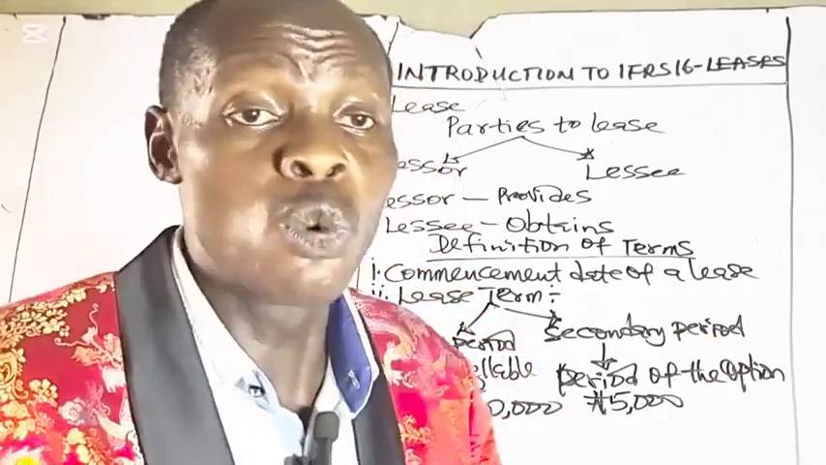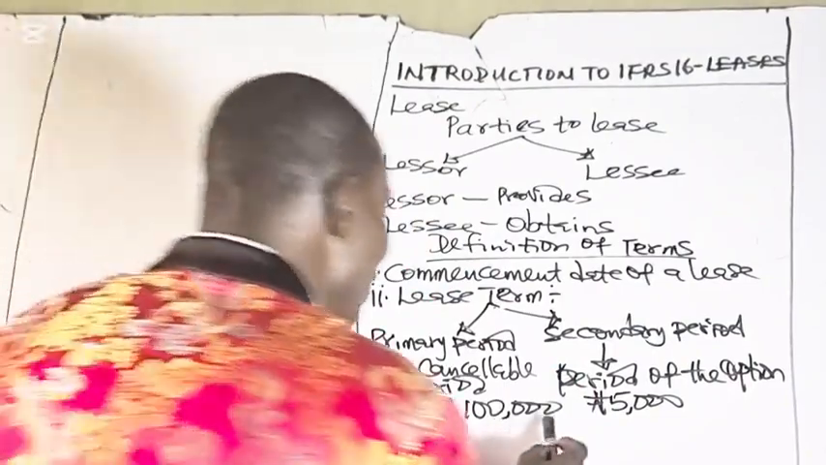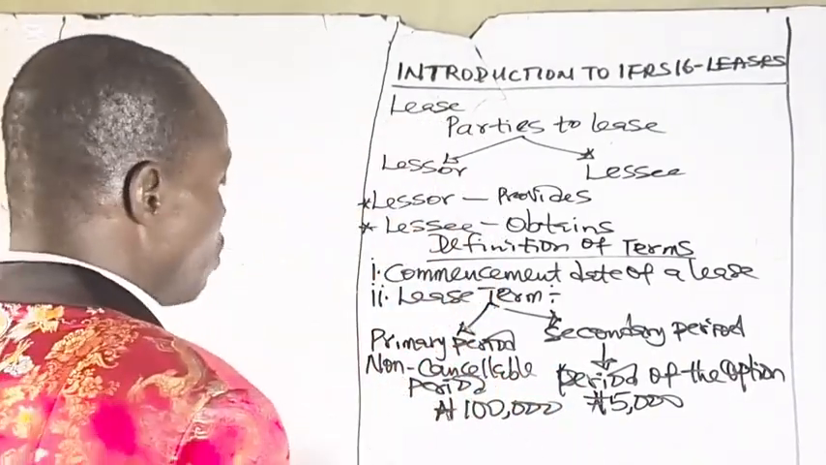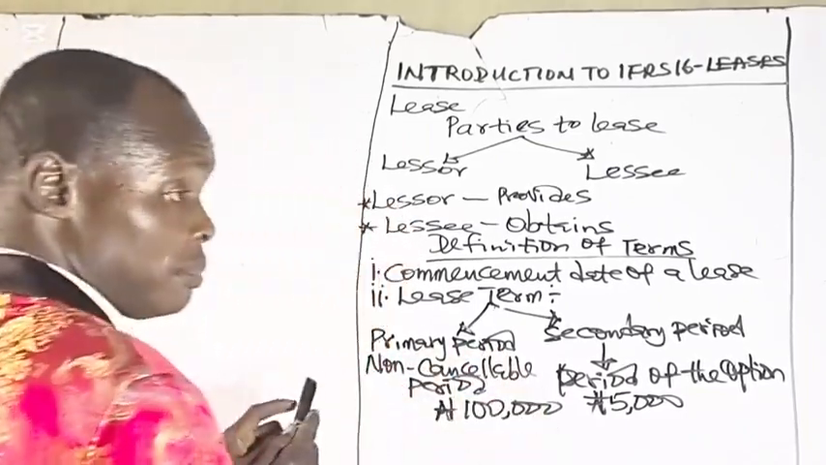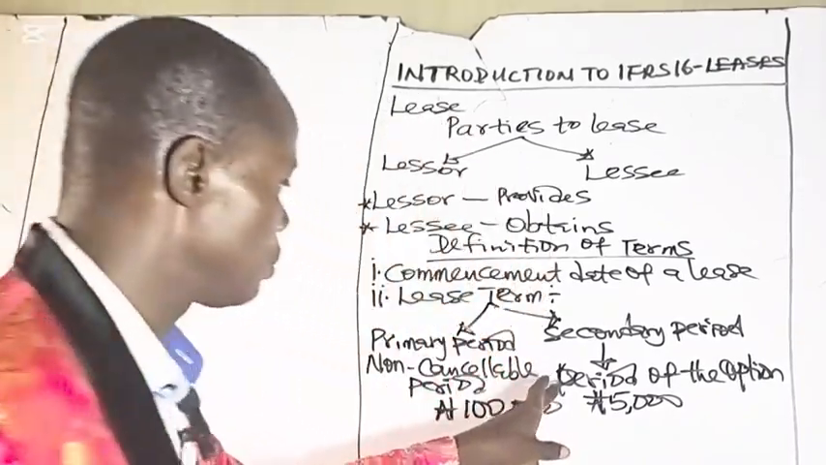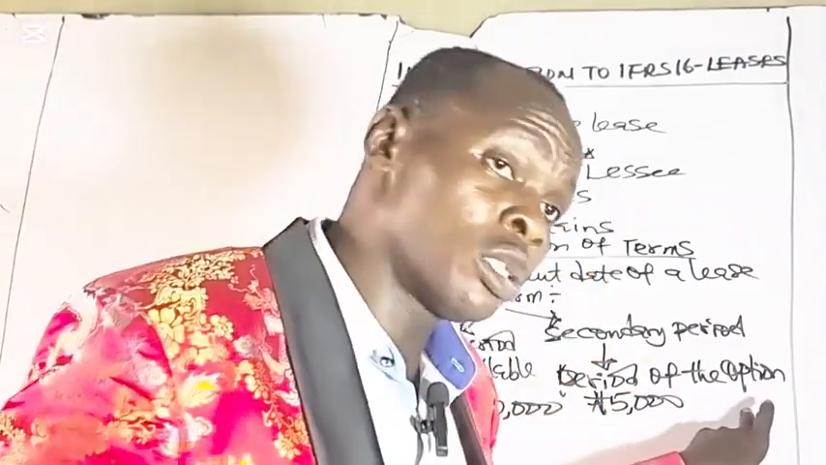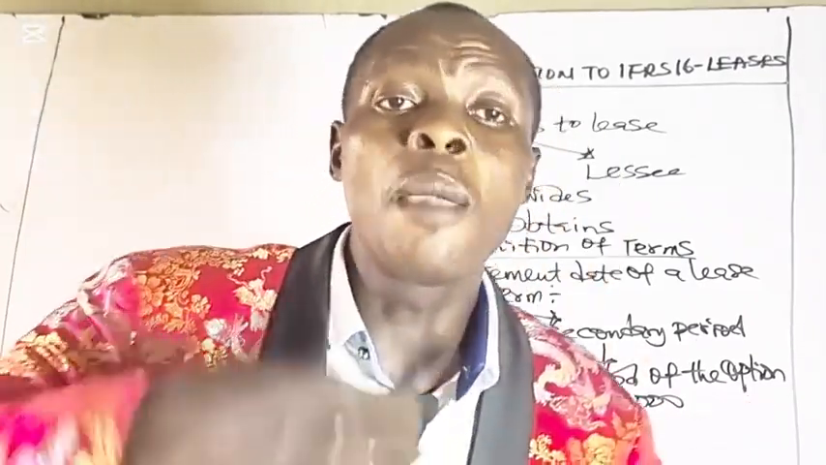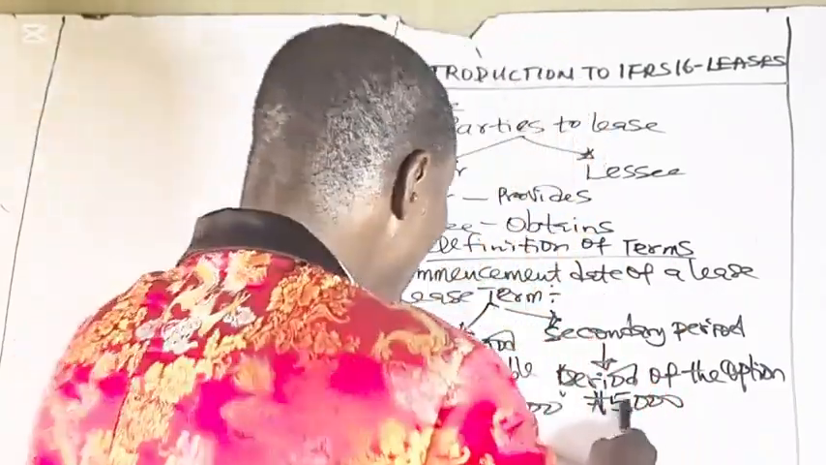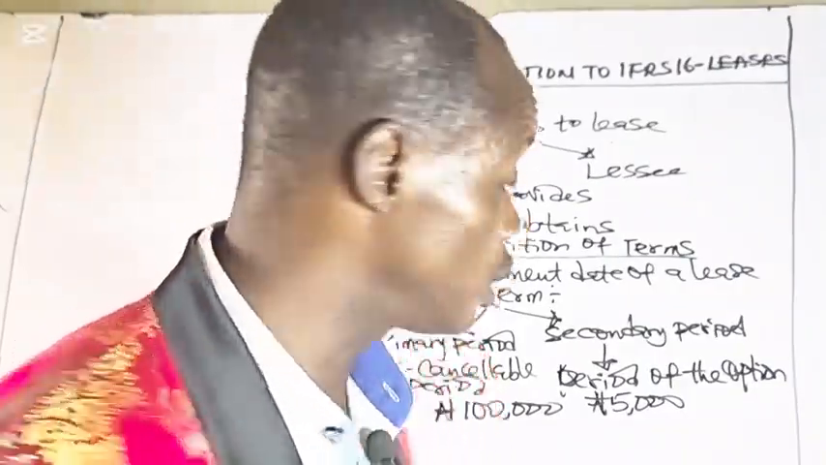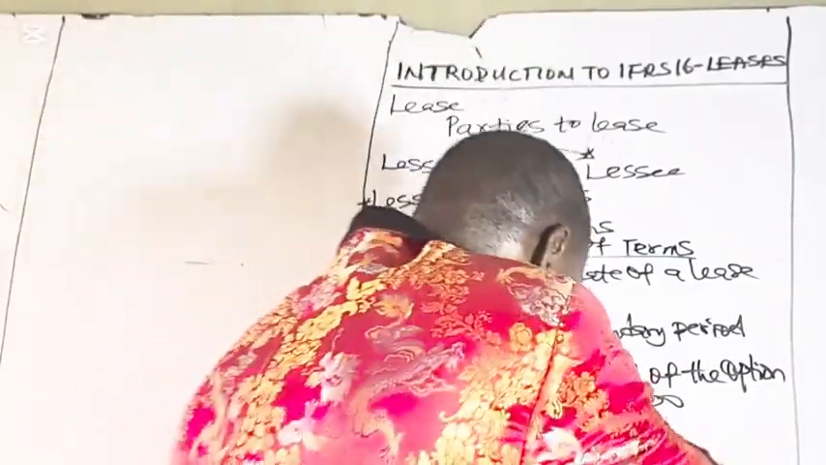But if it is not probable that the option will be exercised, that means the period of the option will not form part of the lease term. The lease term comprises the primary period, that is the non-cancelable period, plus the option period where it is highly probable that the option will be exercised. That means the period of the option will form part of the lease period where it is highly probable that you will accept that option term.